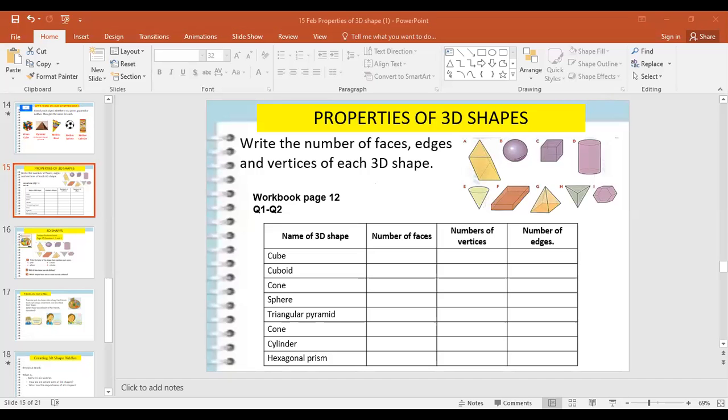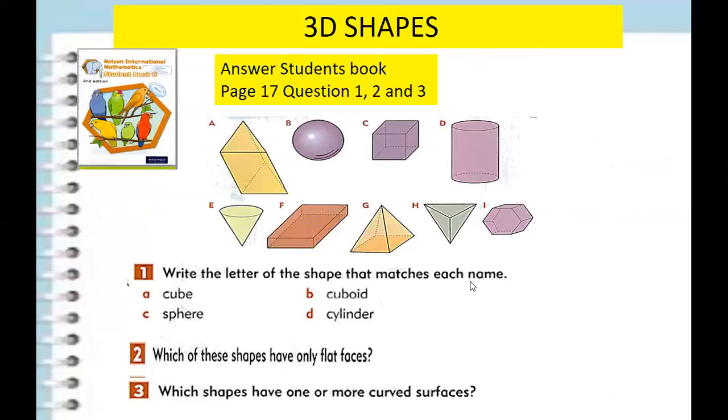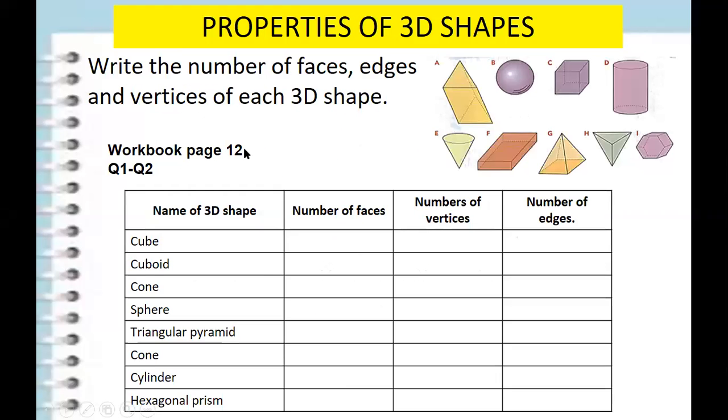Also in your workbook, page 12, I want you to answer page 12, question 1 and 2, okay? There is a question there about writing the names of the shapes. And in question 2, there's a question like this, okay? So you have the names of the 3D shapes there, and then write the number of faces, number of vertices, and number of edges.